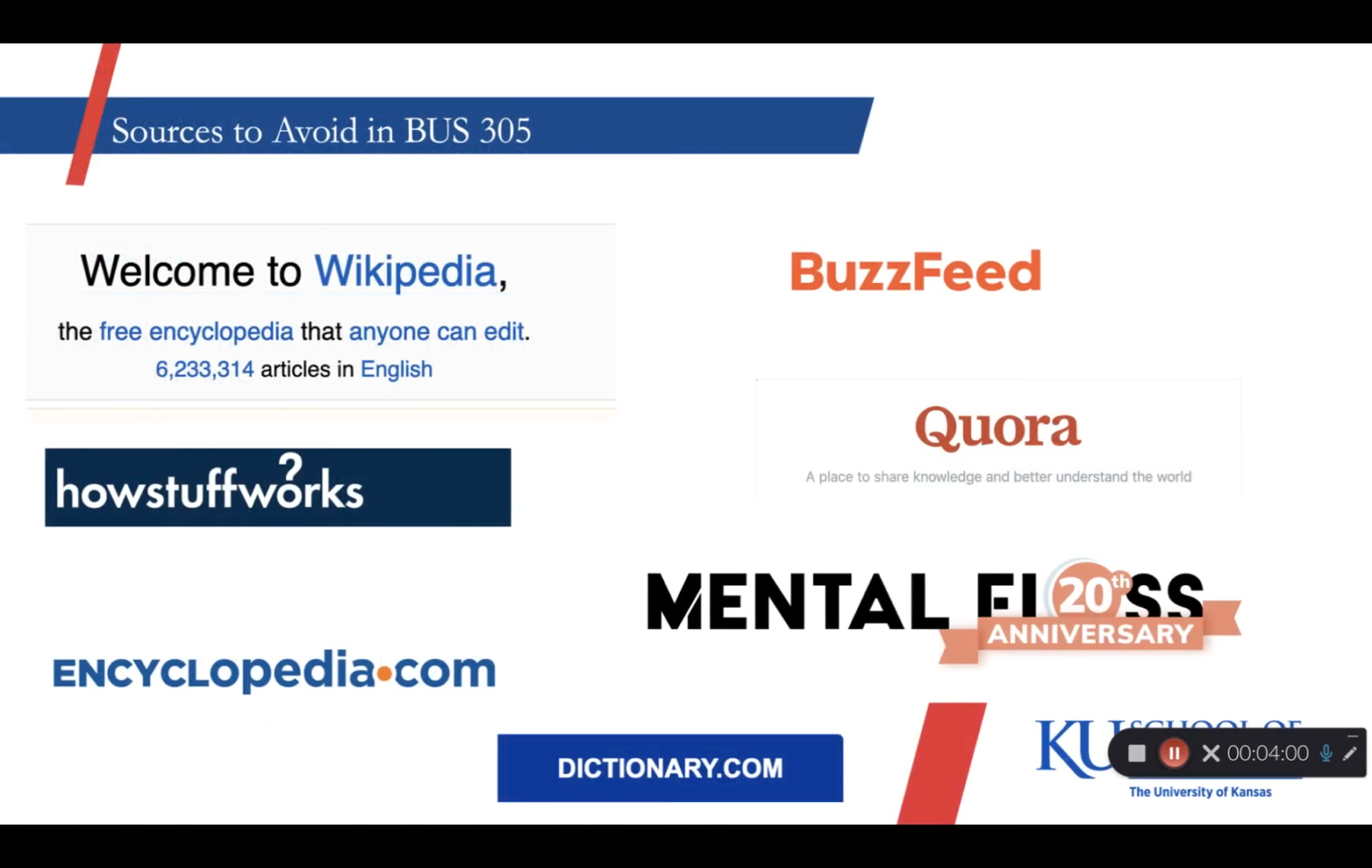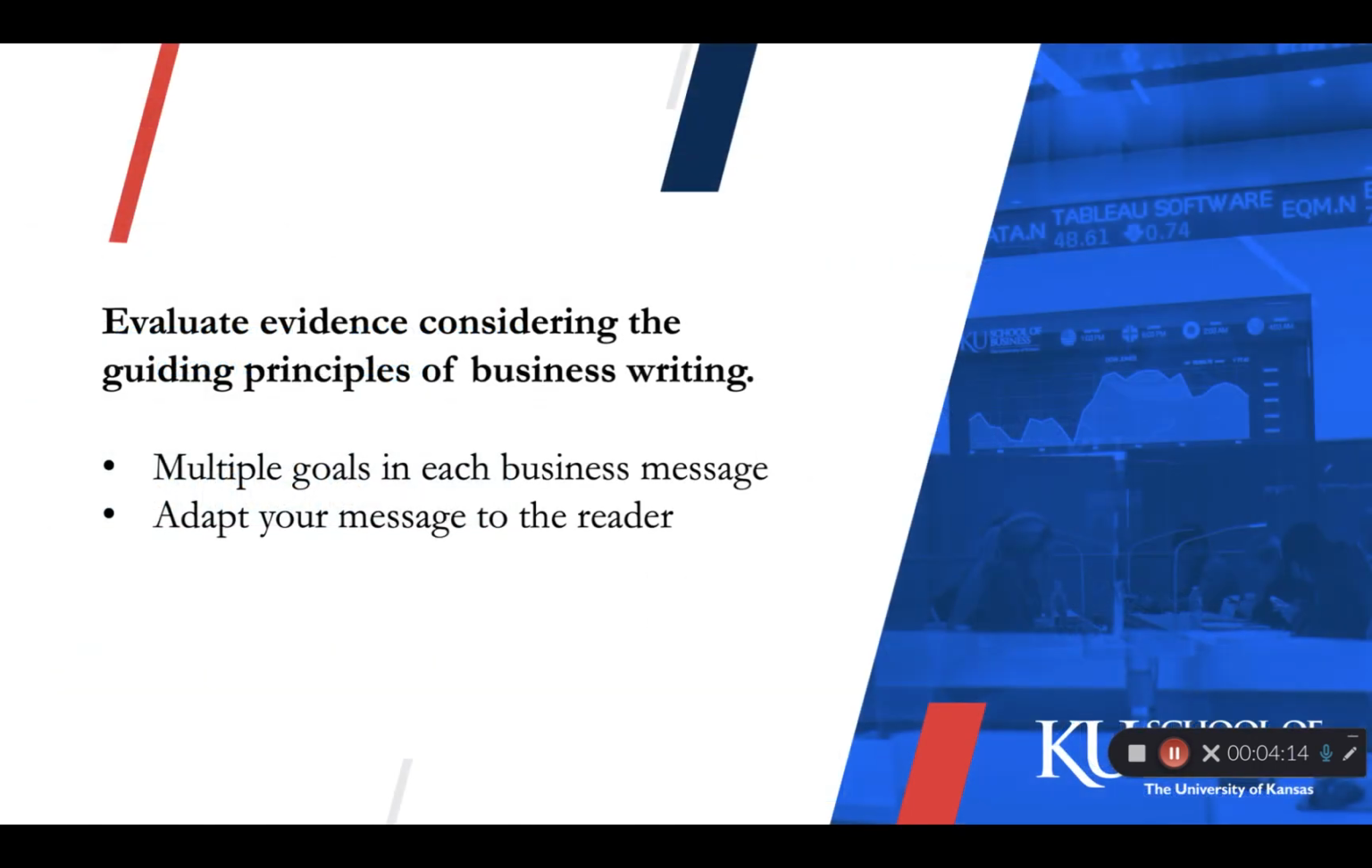In Business 305, please avoid using the general sources listed here. While these are helpful websites for certain types of information, based on the Business 305 assignment topics, these are not the most credible sources to use. In each assignment, analyze the situation and reader to determine the best evidence to accomplish your goals. An excellent assignment will use the best sources possible, not just the first sources you found.